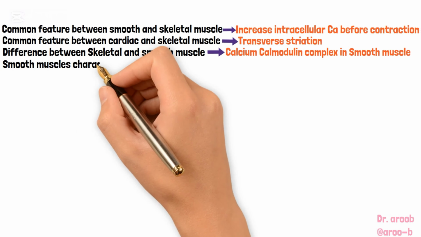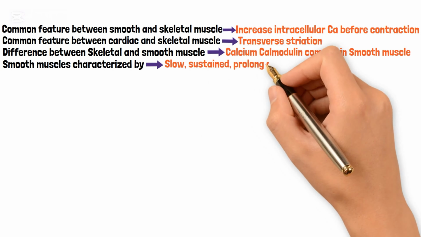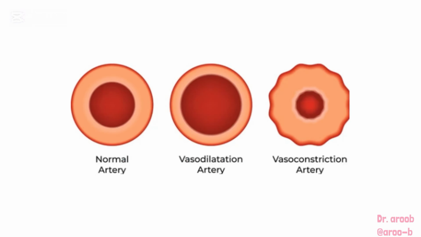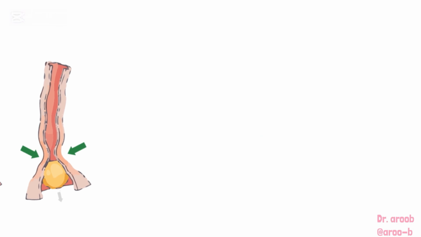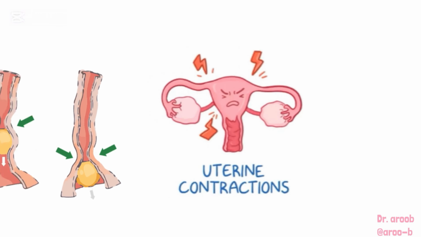Smooth muscle is characterized by slow, sustained, prolonged contraction, enabling functions like maintaining blood vessel tone, peristalsis, and uterine contraction.